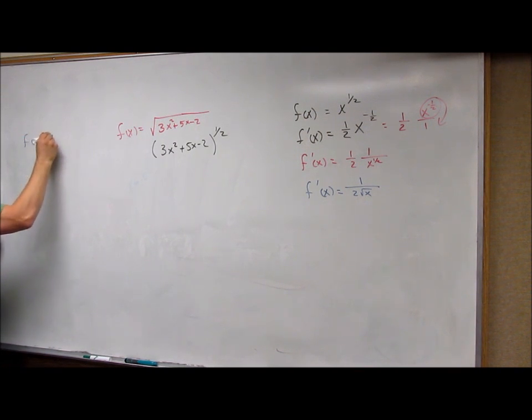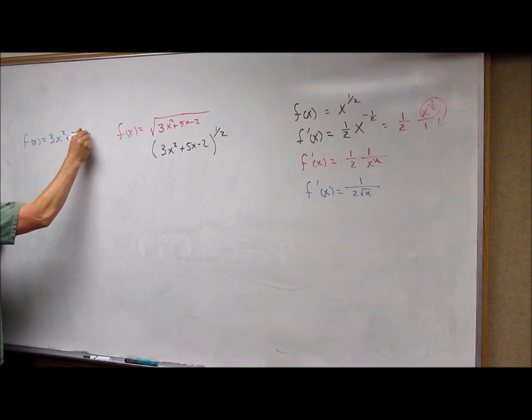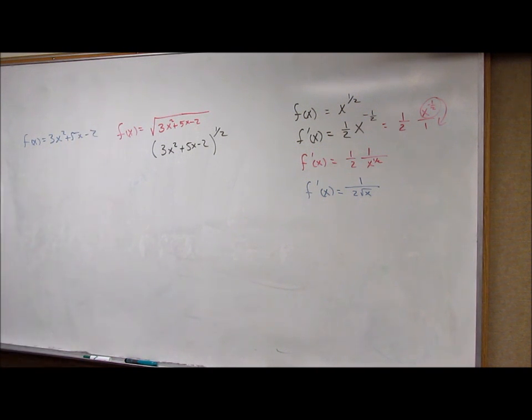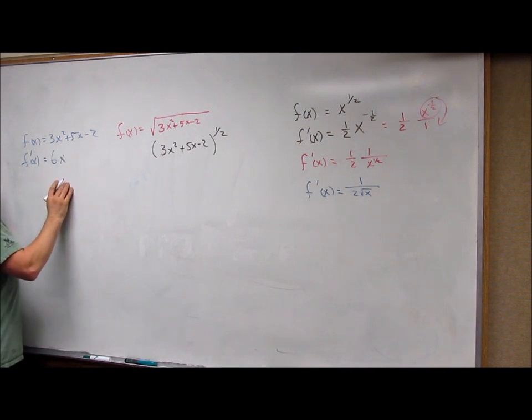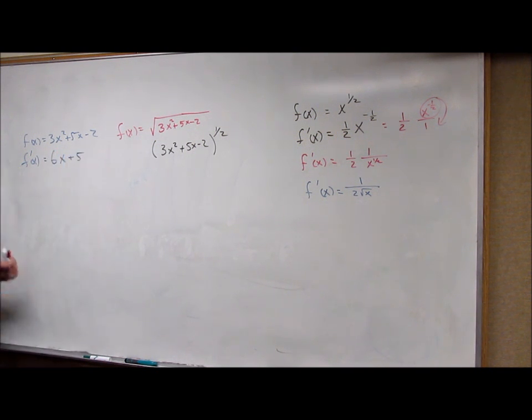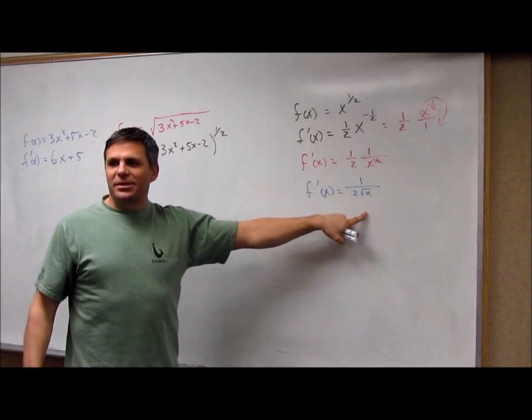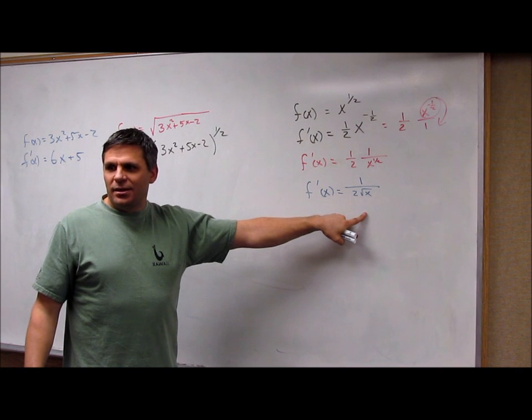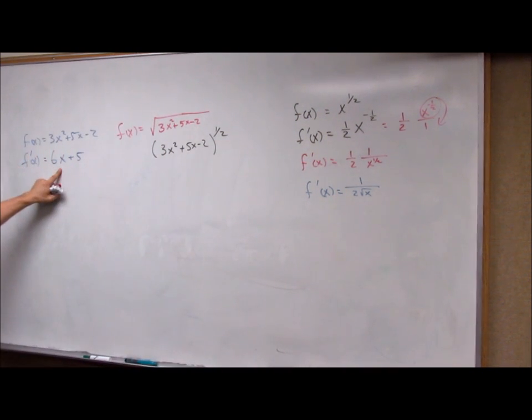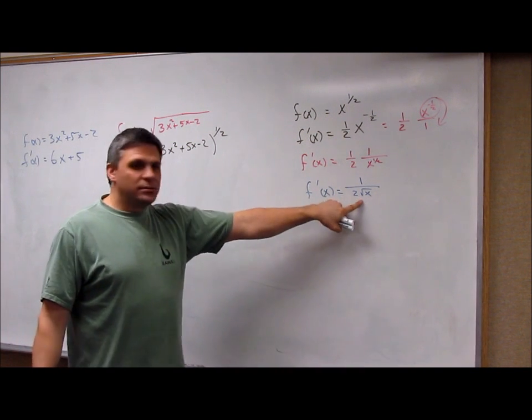Hey, who can do this one for me? f of x equals 3x squared plus 5x minus 2. Come on, I know you can do this. Who can do this? f prime of x equals 6x plus 5. Good. So you found this piece. I tricked you. We found the derivative of the inside, right here. We found the derivative of the outside, it's right here.